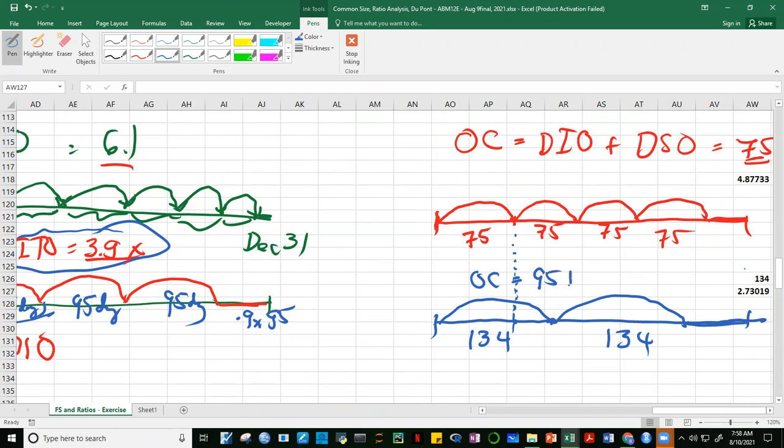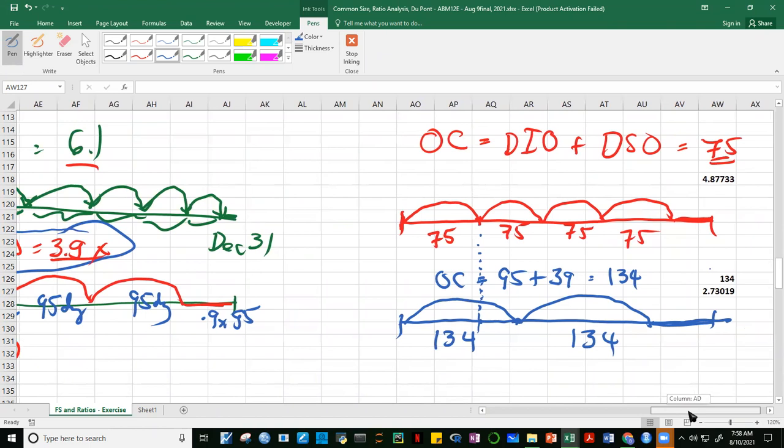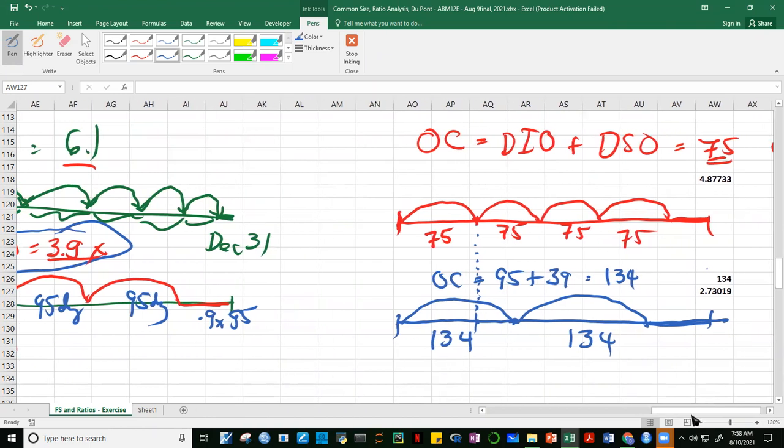95 plus 39. That's 134 days. Ganun katagal guys na ma-process at saka makolekta ng company natin, vis-a-vis 75 days ng competitor. So in that regard guys, we're really beaten black and blue by the competitor. Ang layo ng performance natin.